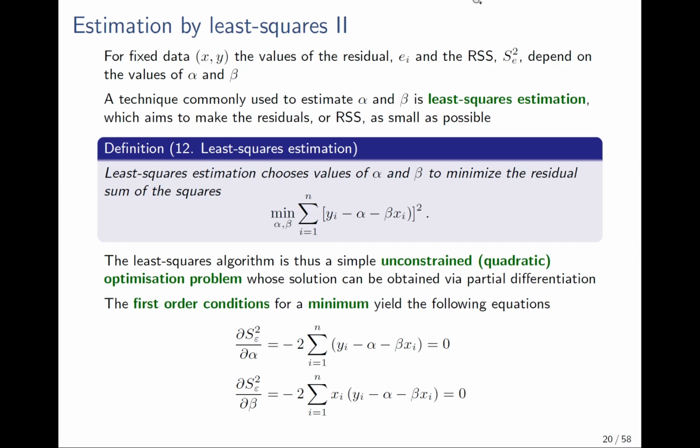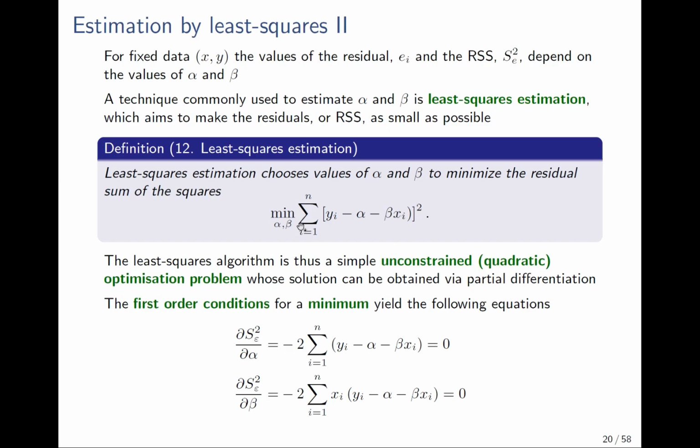Okay, so for fixed data, x and y, the value of the residuals and the residual sum of squares depends on the values of alpha and beta that we choose. I've just said that. And the technique we're going to use to estimate alpha and beta, to choose those values, is least squares estimation, which is going to aim to make the residuals, or more correctly, the residual sum of the squares, this quantity here, as small as possible. So least squares estimation: choose values of alpha and beta to minimize the residual sum of the squares. And it's actually just as simple as that. We're just going to minimize this expression.